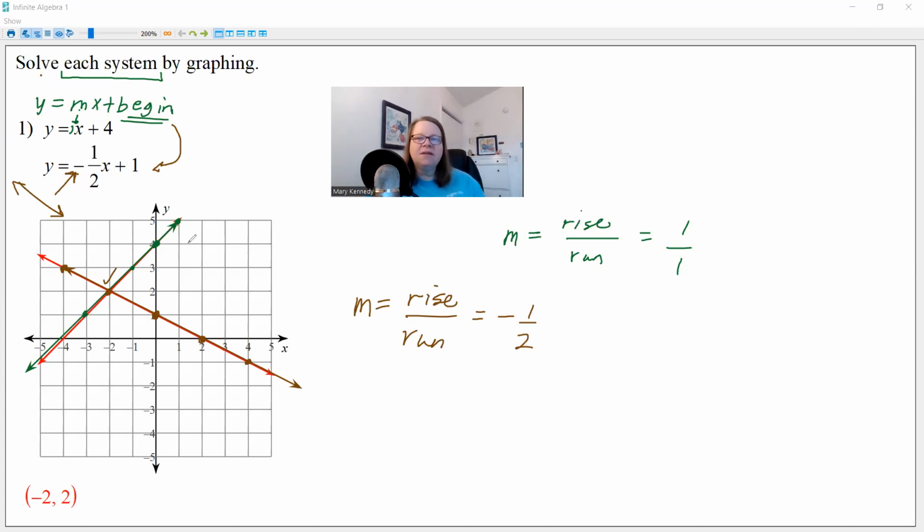When it says solve, it's actually saying find a solution to this question. The solution is where they intersect, and that is at negative 2, 2. So solutions to systems are coordinate points, and you found it by graphing.